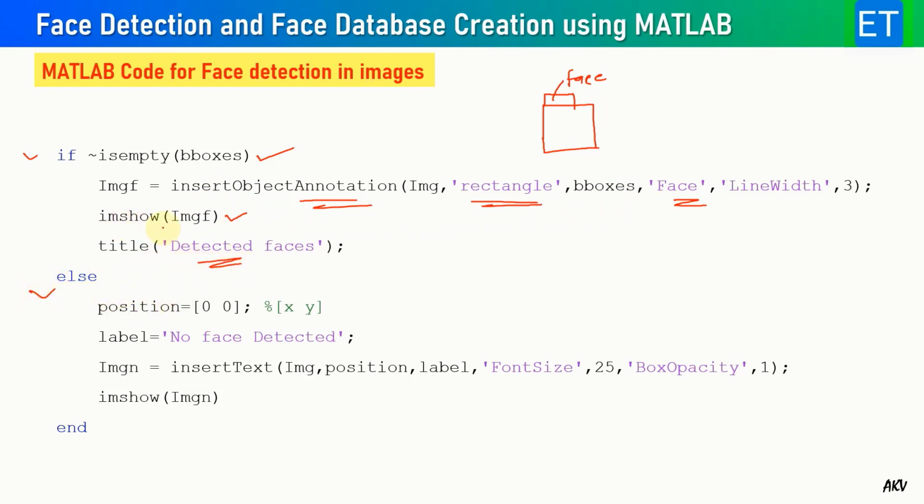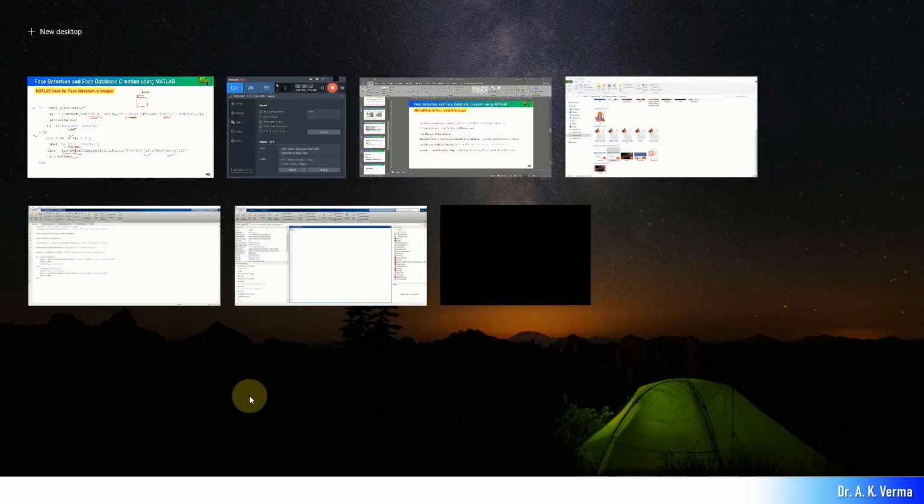Else, if suppose no face is detected, then we insert text on the image at the location 0 0, that means the top left corner, with the tagline no face detected. You can change its font size, you can change the opacity of the box of this text, and then we display this image. So let me run this program in MATLAB.